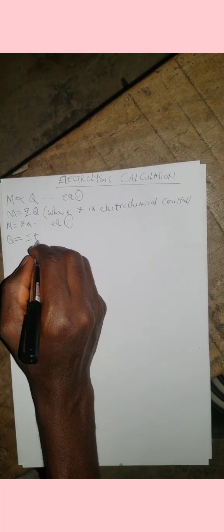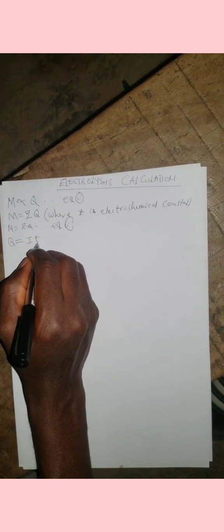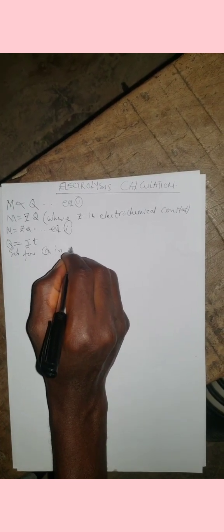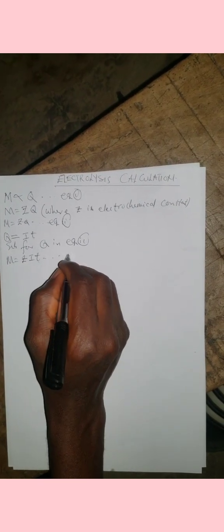So we can now substitute for Q in equation 2. Just say Q is equal to IT. The I stands for the current, the T stands for time. So you now substitute for Q in equation 2. Then that will now be M is equal to Z, instead of Q, we put IT. Now you call this one equation 3.